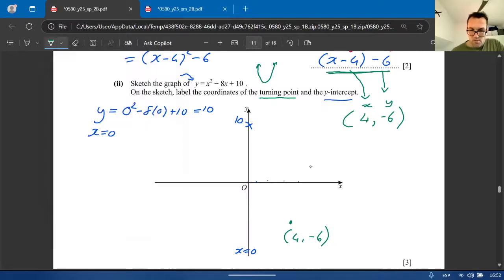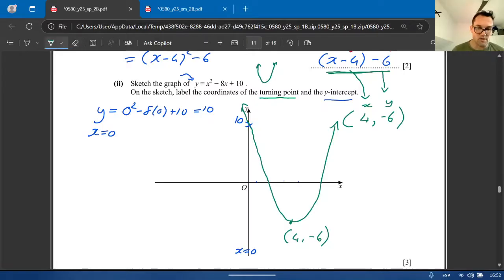So you need to draw a parabola. Smiley face. That goes through 10. Make sure you show it 10. I'll make it 10 and then go through here. If you put a 10 there, it needs to go through that 10. Okay, and that's it. I'll make sure the turning point, let's make it, that's it. It shows us the turning point.